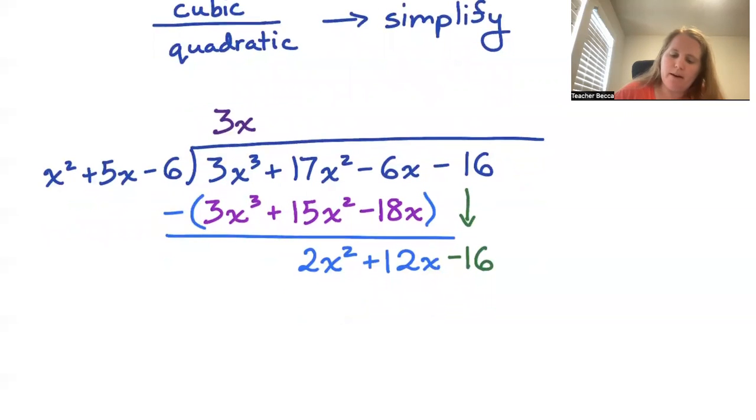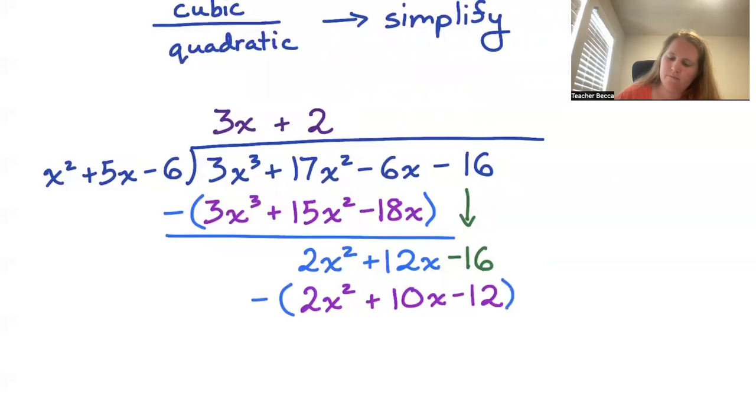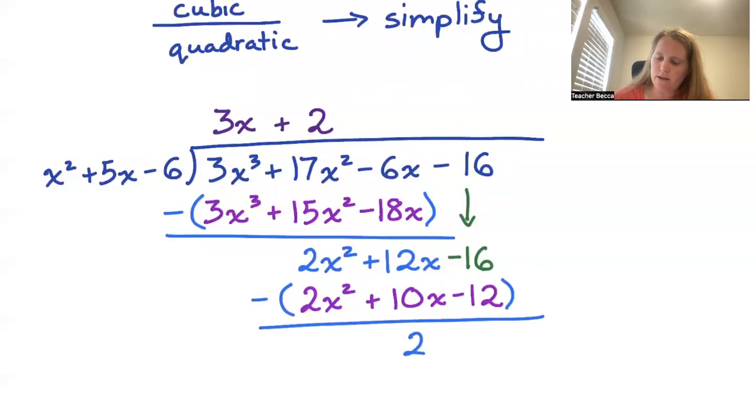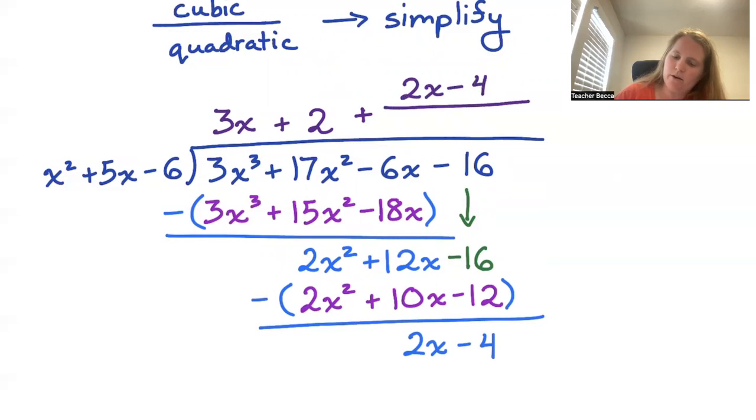X squared, we would have to multiply by 2 to get 2x squared. Then do our multiplication step. We have 2x squared plus 10x minus 12. If we do our subtraction here, the 2x squareds cancel out. 12x minus 10x is 2x. Negative 16 plus 12 is negative 4. So we wind up with 3x plus 2, plus 2x minus 4, which is still being divided by our x squared plus 5x minus 6.